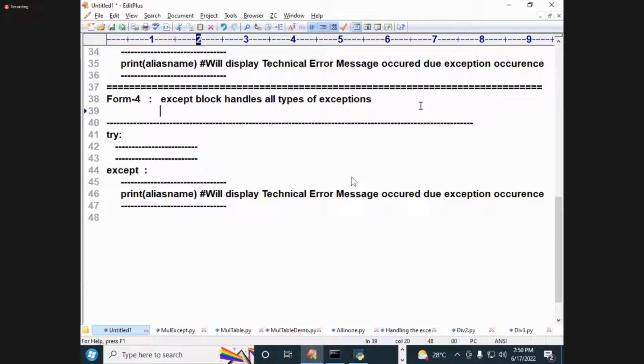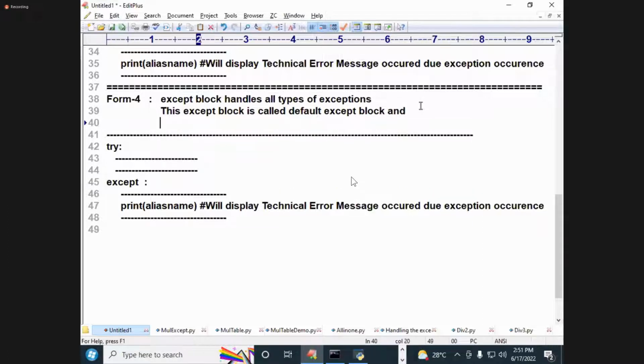This except block is called the default except block. And it must be written, I'm stating the rule also, it must be written at last. Last means what? After the last, I will add something here. You will understand that. Nothing to worry about at this moment.